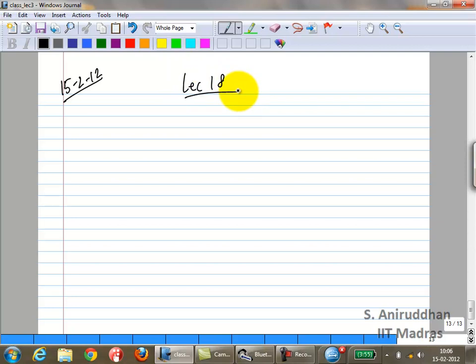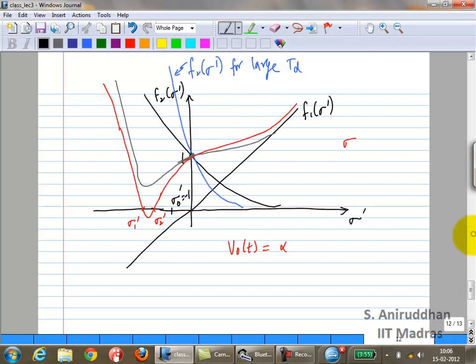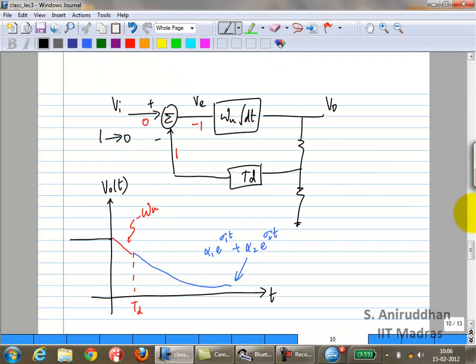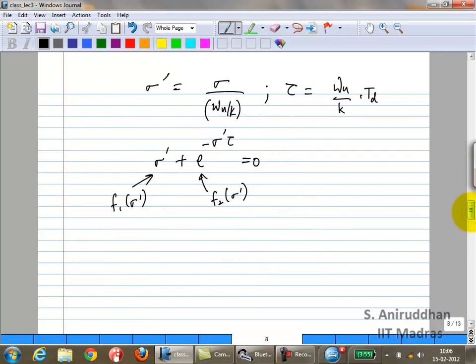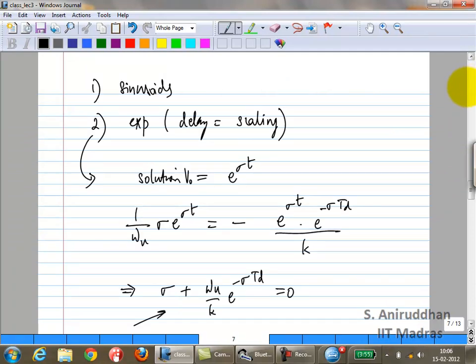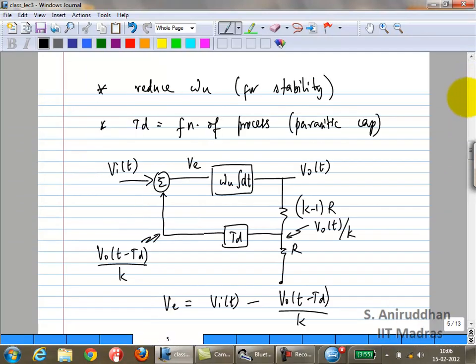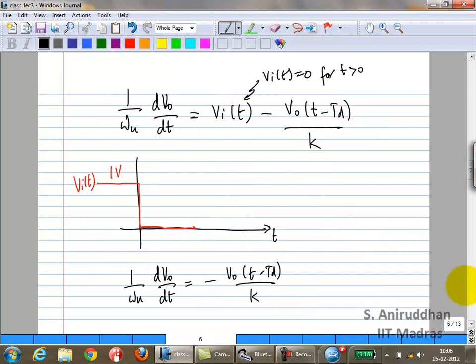What have we seen so far? Let's quickly go through what we did yesterday. We took a feedback system with an integrator and some delay, and we wrote down the differential equation for that system.